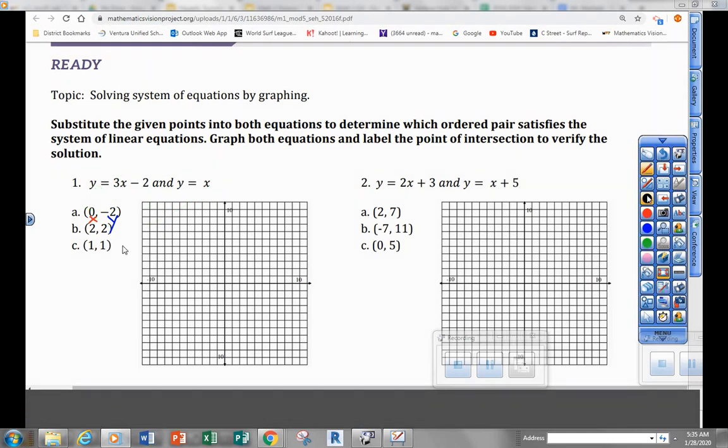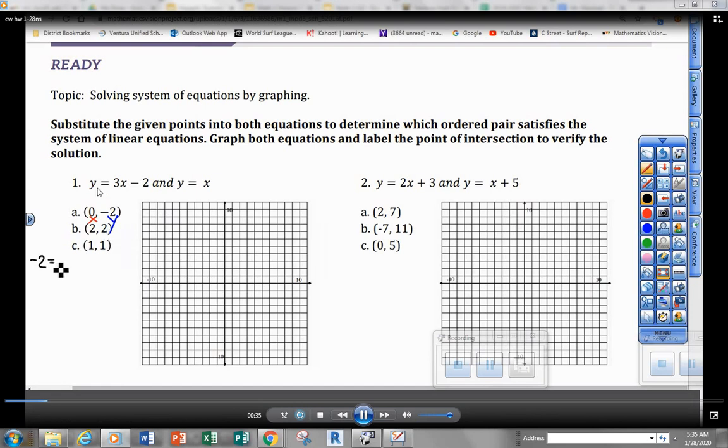So here we go. X and Y. Where there's a Y for this first point, plug in negative 2. Where there's an X, plug in 0. So negative 2 equals 3 times 0 minus 2. That is true. But when I plug that same point into the second equation, y equals x, it gives me a false statement, 0 equals negative 2. That point did not satisfy both equations.